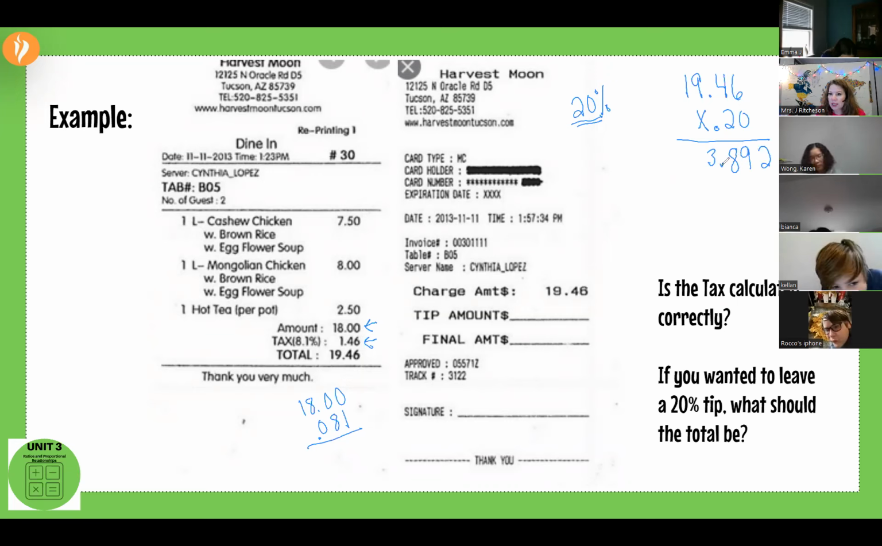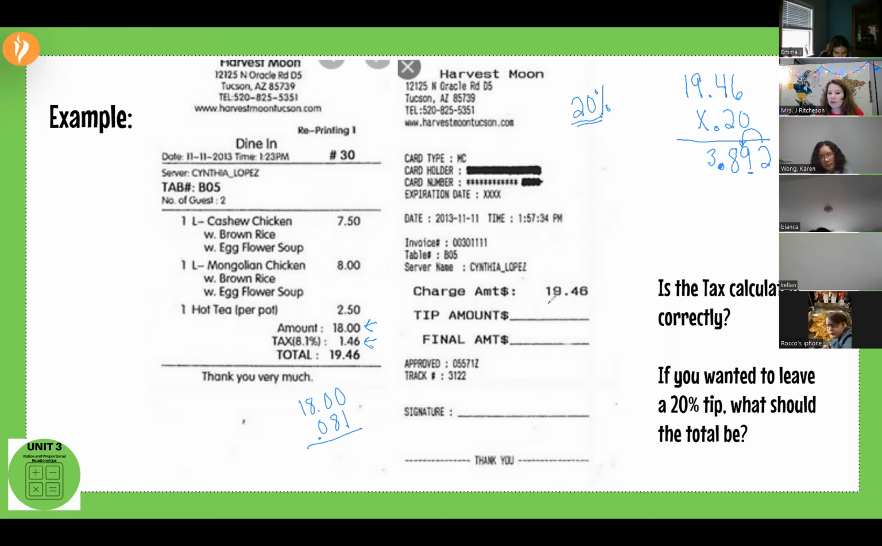$3.892. Which one of these numbers is in the penny spot? Right, the 9. So we don't write money with 3 numbers behind the decimal. We write numbers where there's 2 numbers behind the decimal. So you have to look at the number in the thousands place. If this is 0 through 4, which it is, our 9 stays a 9. If it's 5 or above, we would change this up to 90 cents. Guys, it's so important that you round to the nearest penny correctly.